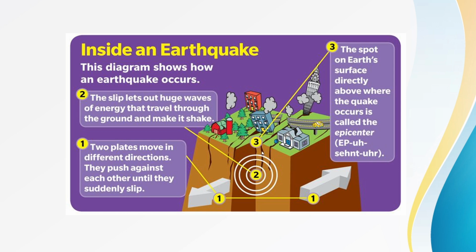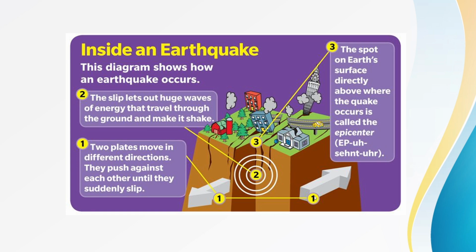And number 3, there's a word called epicenter. Some of you may have heard of that word before. The epicenter is a spot on Earth's surface directly above where the quake occurs. The shaking may be happening here and here, but the one in the middle where the original source comes from is called the epicenter.